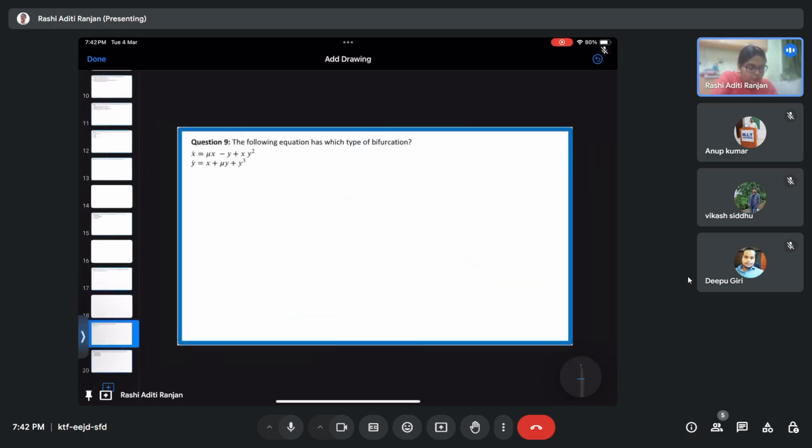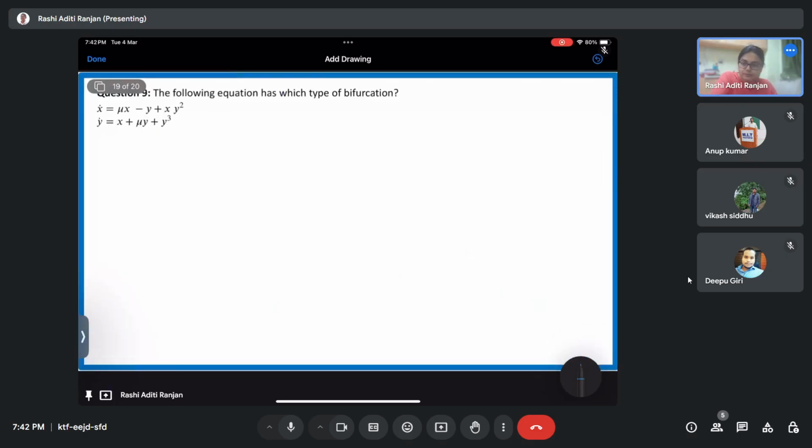Now we'll move on to question number 9. Okay, we have enough time, we can complete it. So coming on to question number 9. The following equation has which type of bifurcation? Again, the same thing we are going to do. We are going to find out my fixed points. 0, 0 is definitely going to be a fixed point. Other than that, I want to know which kind of bifurcation is occurring. So we'll first try to find out the Jacobian.